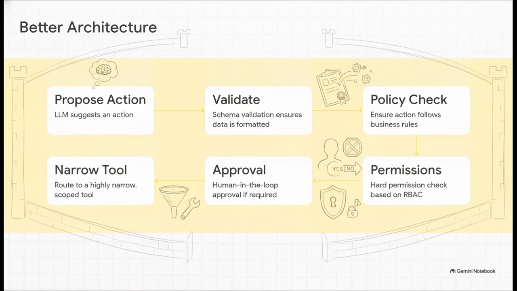Now, a better architecture fundamentally shifts that very first step. In this model, the LLM doesn't execute an action, it proposes an action. That is a massive shift. From there, the deterministic system takes over. We run schema validation to ensure the data is formatted correctly. We run policy checks to make sure the action doesn't violate any business rules, followed by a hard permission check. Then comes a risk and consequence check. And for those high consequence actions, we require human approval, we route the request to a highly narrow tool, and finally we generate a state record. The system intercepts the action long before it ever touches your state.